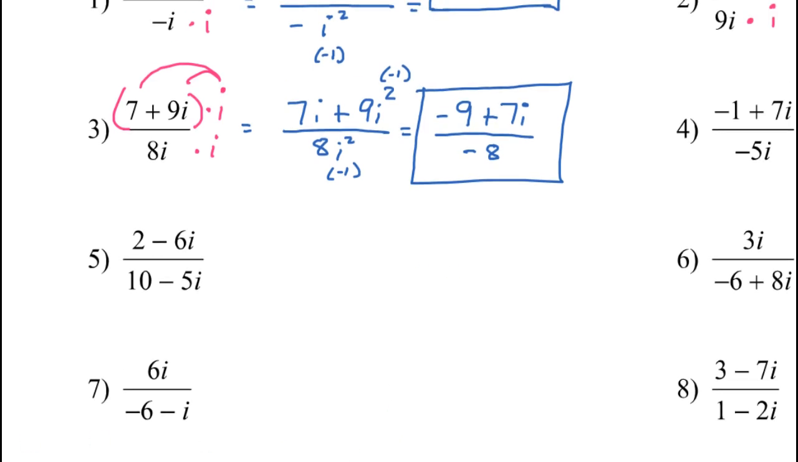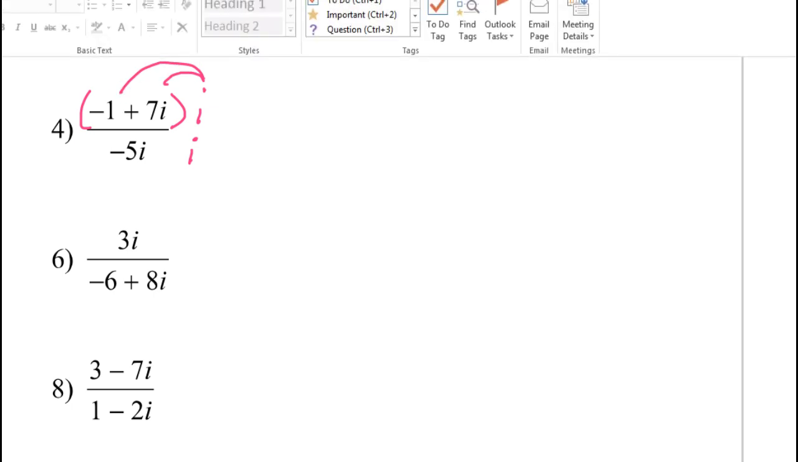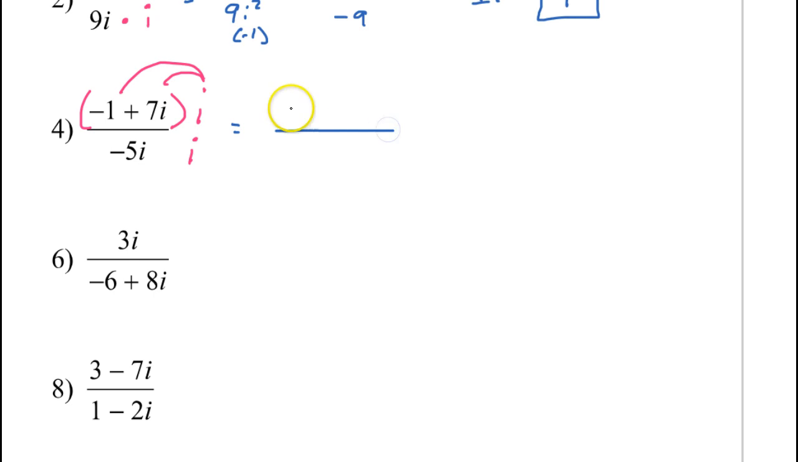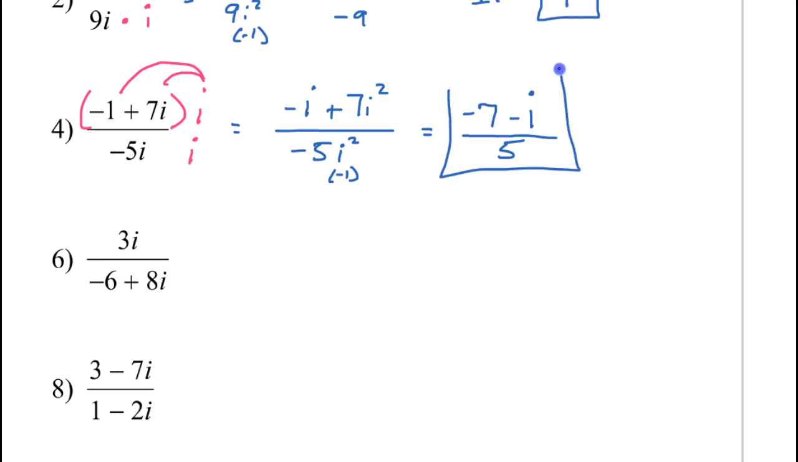Alright, how about number 4? So again, I'm just going to multiply by i anytime I have a monomial in the denominator, doing the distributive property up here in the numerator. So that's going to give me -i plus 7i squared over -5i squared. Now, since i squared is -1, this is 7 times -1, so that's -7. And I will put the -i last. And then down here, I have -5 times -1, so that is +5. So this will be the final answer for number 4.